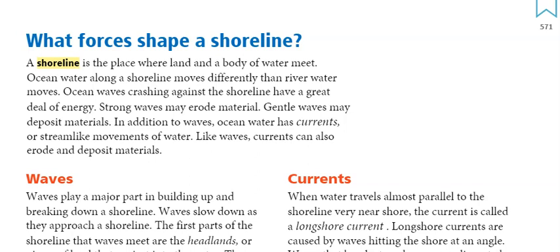What forces shape a shoreline? A shoreline is the place where land and a body of water meet. Ocean water along a shoreline moves differently than river water moves. Ocean waves crashing against the shoreline have a great deal of energy.